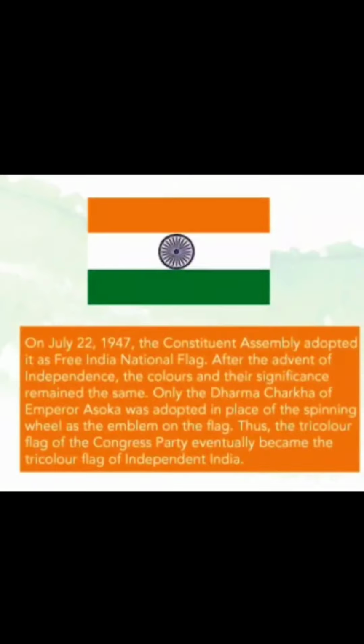Finally, on 22nd July 1947, just a few days before India got its independence, the Constituent Assembly adopted this tricolour flag as Free India's national flag. After the advent of independence, the colors and their significance remained the same, only the charkha at the center was replaced by the Ashok Chakra or the Dharma Chakra.